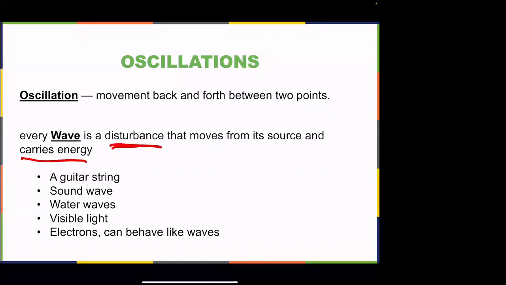So down here you can see a guitar string. This is an up and down wave, what we call a transverse wave. Sound waves are longitudinal. A water wave is a surface wave. Visible light is an electromagnetic wave. So these are all different types of waves. Electrons' orbits are in waves. All those different waves carry energy.